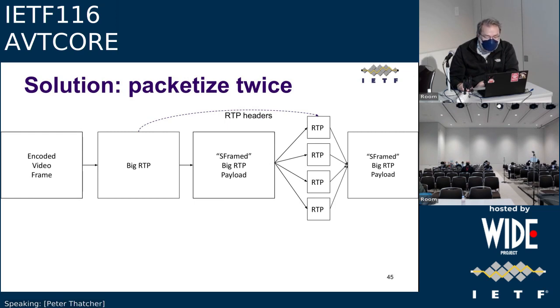This is the solution that we came up with, I think. You can correct me if I'm wrong, Jonathan, or you if you're on the call. Basically, we decided to packetize twice. Once is to run the codec-specific packetization with an infinite MTU, basically. I call that big RTP here. Then pass that into S-frame to be encrypted, and then take that and break it up into small chunks. Then take the headers that came out of the first packetization and use those in the second packetization. I'll get into details of what exactly that means. But basically think of big RTP going into S-frame, and getting split up into small RTP packets of the S-frame payload. Next slide.